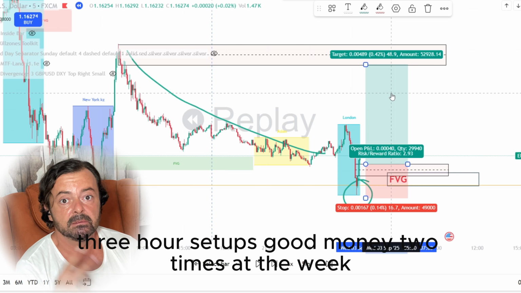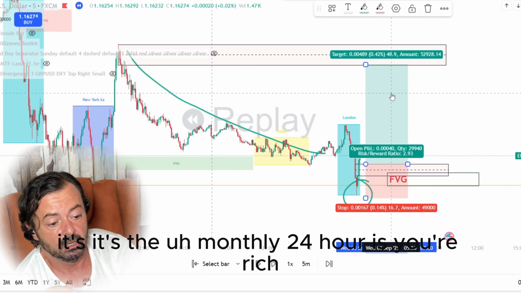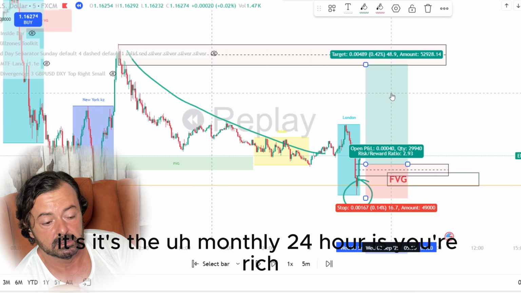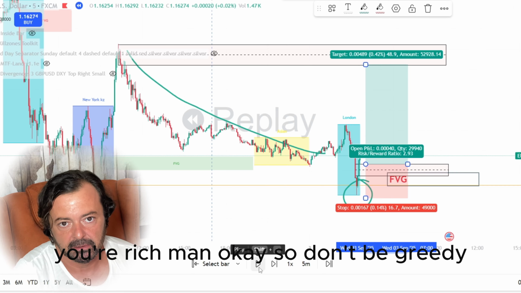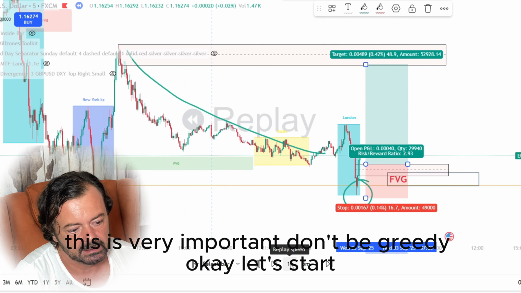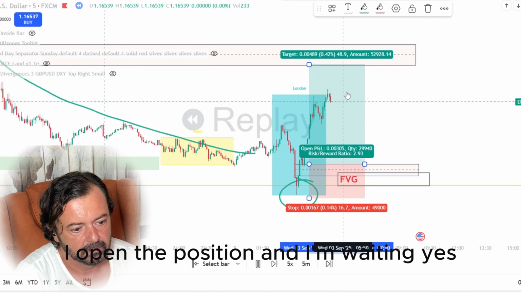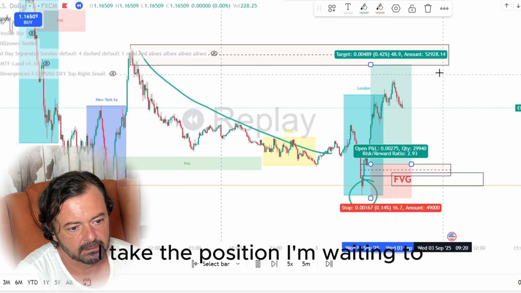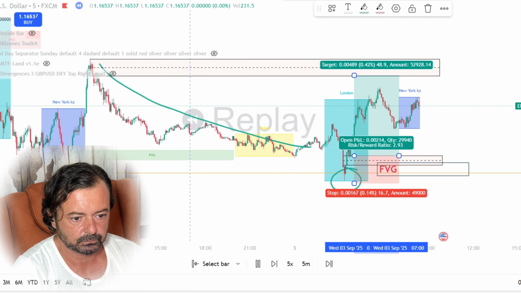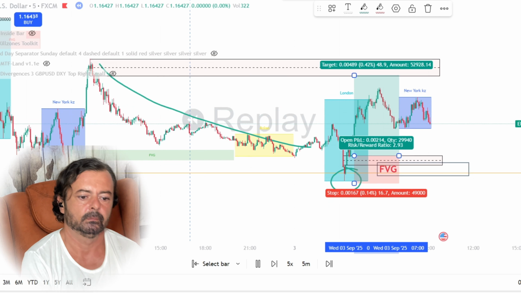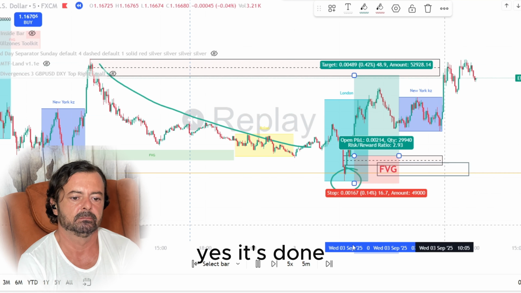3R setups, good money. Two times a week. If you catch this, it's 6R. Monthly, 24R, you're rich. You're rich, man. Okay. So don't be greedy. This is very important. Don't be greedy. Okay, let's start. I open the position and I'm waiting. Yes, I take the position. I'm waiting for targets. Woohoo! Yes, it's done.